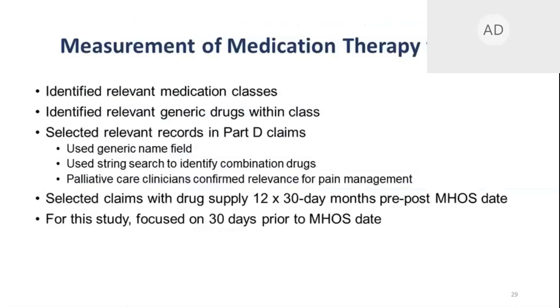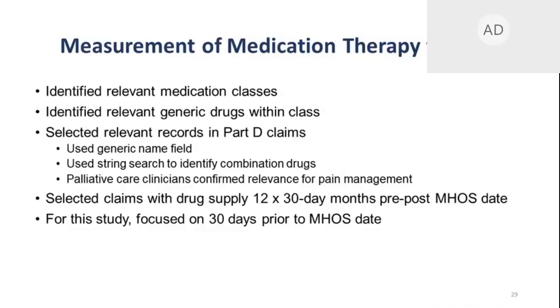So in order to identify our pain therapy, we needed to identify the relevant medication classes, which we did by looking at the literature, looking at guidelines for pain management, and then we had several wonderful clinicians in our team who are palliative care experts, and they gave us feedback throughout. Once we had the classes, we identified the relevant generic drugs within the class. And then we selected the relevant records within the Part D claims.